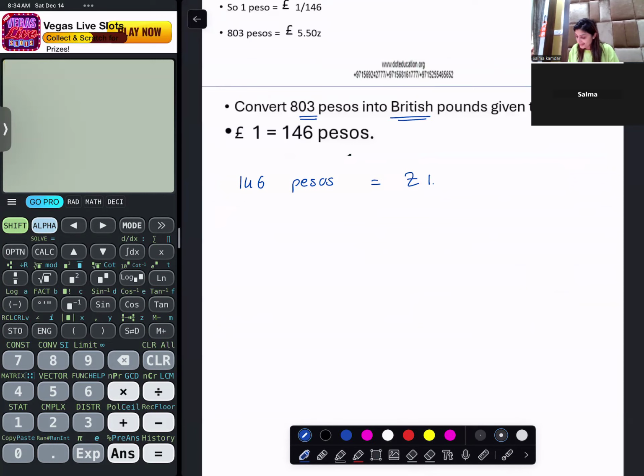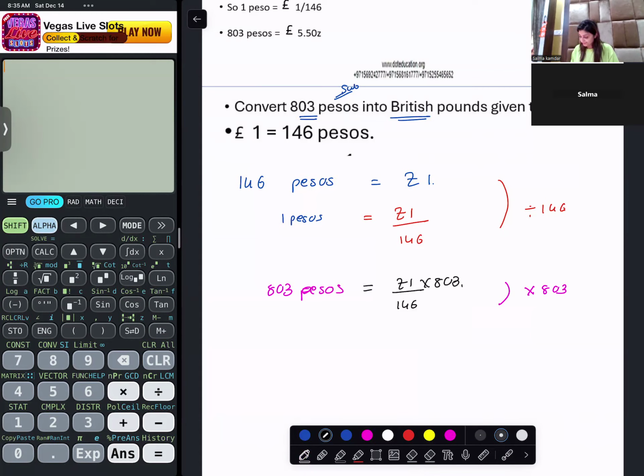So how much would 1 peso be? I would make pesos my subject. So what would I do? I would divide both sides by 146. So 1 peso would be 1 over 146 pounds. Now I want 803 pesos, so I'm going to multiply both sides by 803. So 803 pesos would become 1 over 146 times 803 pounds.